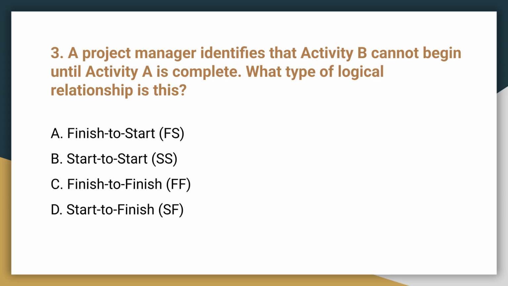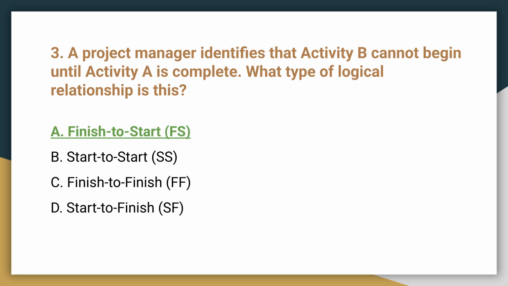Question 3. Activity B cannot begin until activity A is complete. What type of logical relationship is this? The correct answer is A, finish to start, or FS. This is the most common dependency, where the successor must wait for the predecessor to finish.